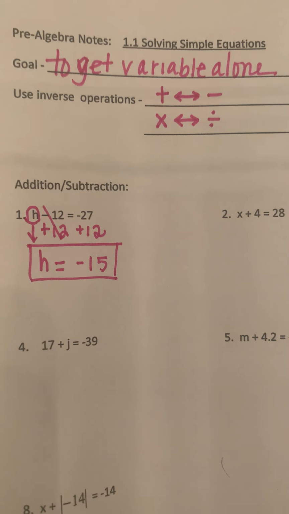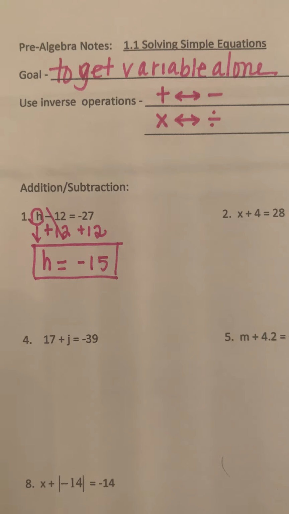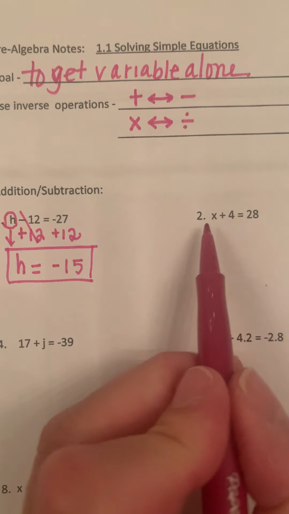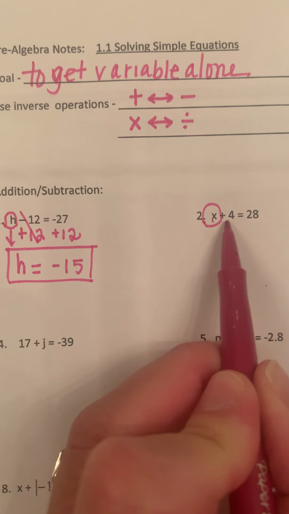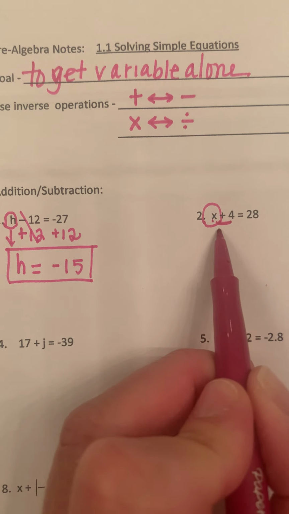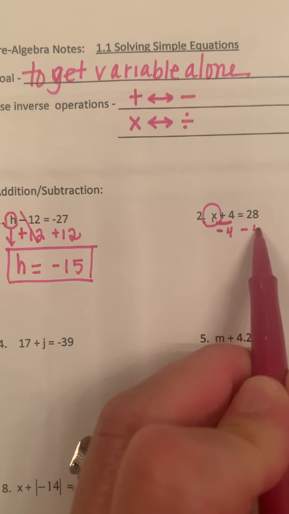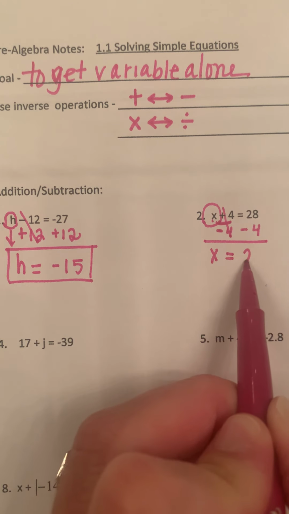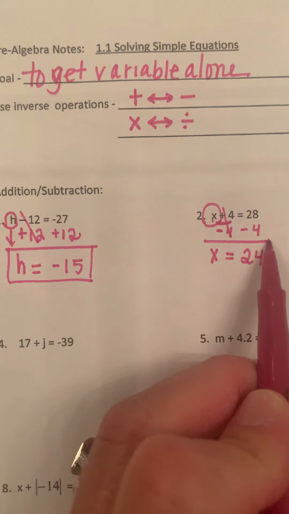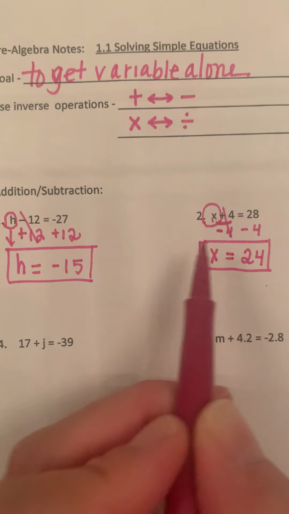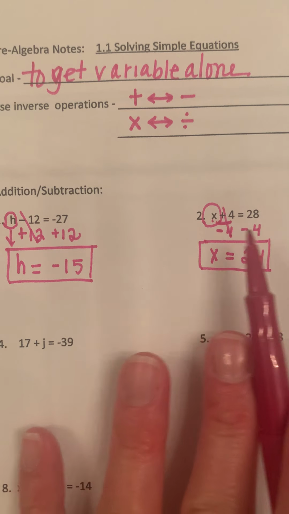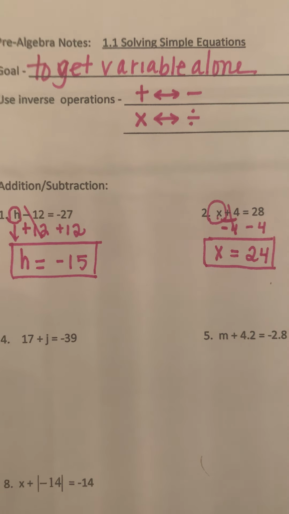Okay. If you feel confident with these, I say pause this, do number 2 and 3, and then check your answers. So number 2, again, you circle x, see what's being done to x. You're adding 4. So you want to do the opposite and subtract 4 from both sides. So you get x equals 24. Remember, equations are like a scale. You want to keep it balanced.